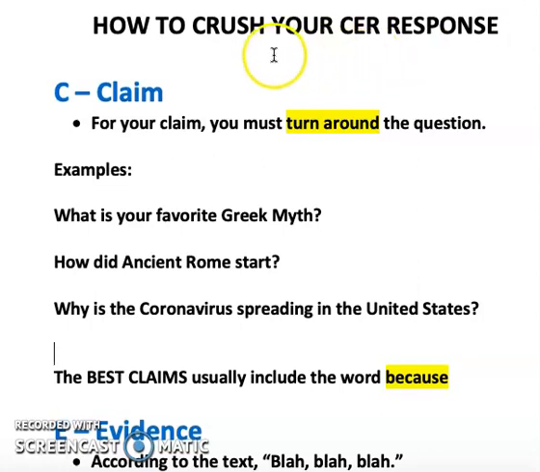Hey everyone, just a quick review on how to crush your CER response. So we'll start with your C, or your claim. For your claim, you all know that you must turn around the question. So what does that mean? We have a couple examples here that we're going to go through.